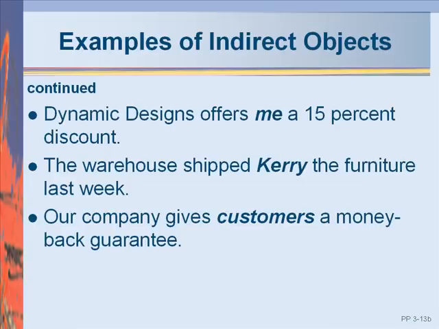Find the subject. The company. What's it do? It gives. Gives what? A guarantee. Guarantee is a direct object. To whom? To customers. So customers is the indirect object.